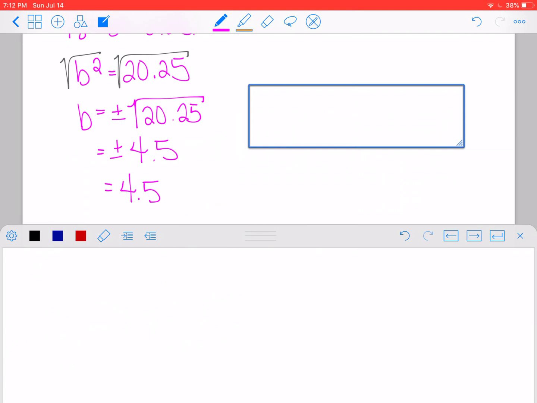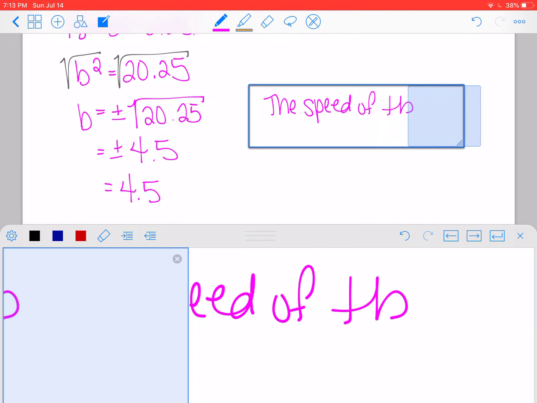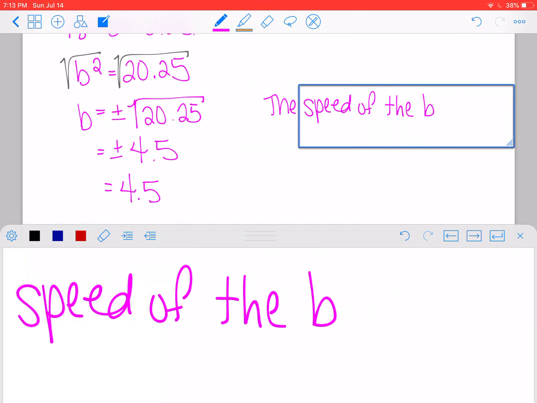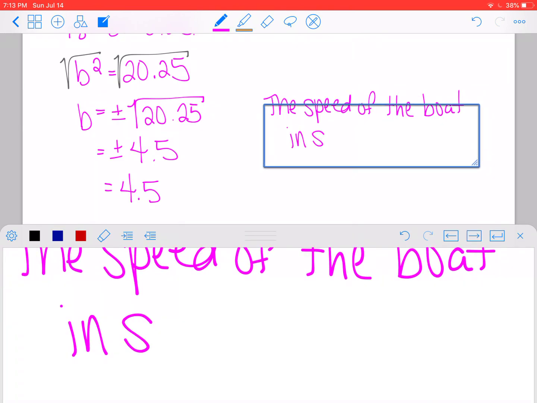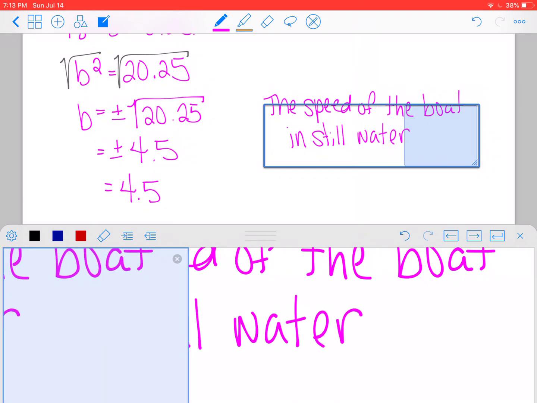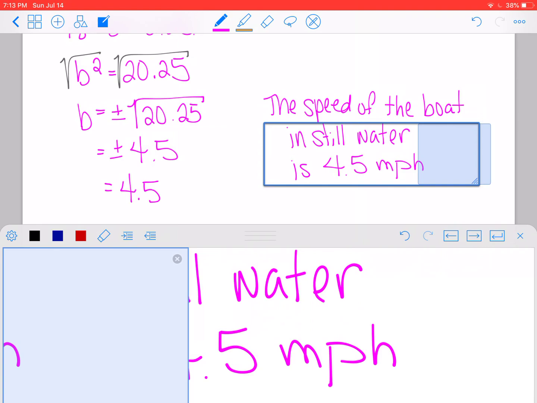So we've just found that the speed of the boat in still water is 4.5 miles per hour.